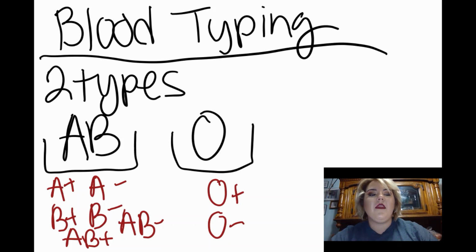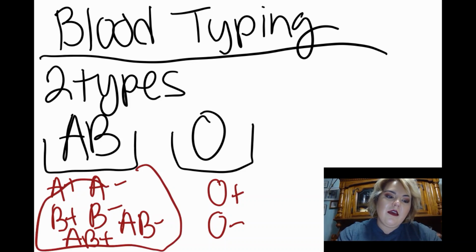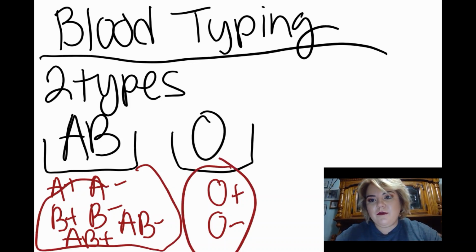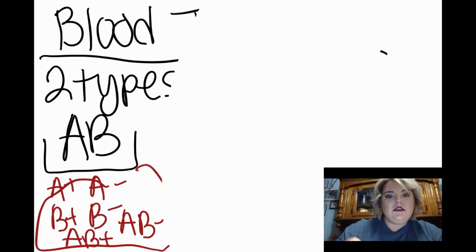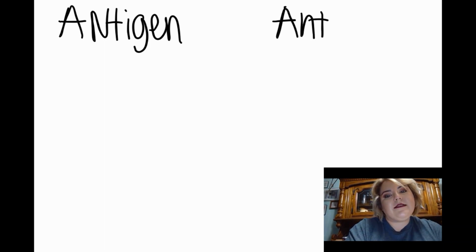So now that we know that, we know we have two blood typing groups. You're either in the AB group, AB category, or the O category. And if you're in the AB group, you're one of these, and if you're in the O category, you're one of those, right? Simple enough. So, how do we know what blood type we are? Well, there's two factors in determining this. There's the antigens and antibodies.